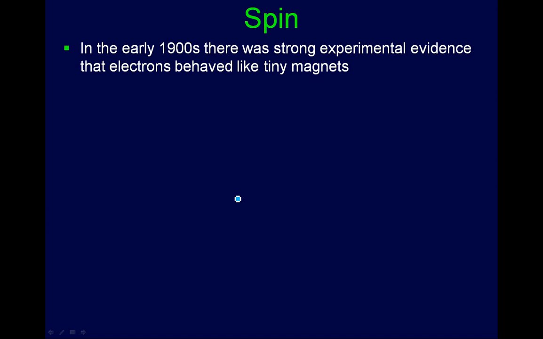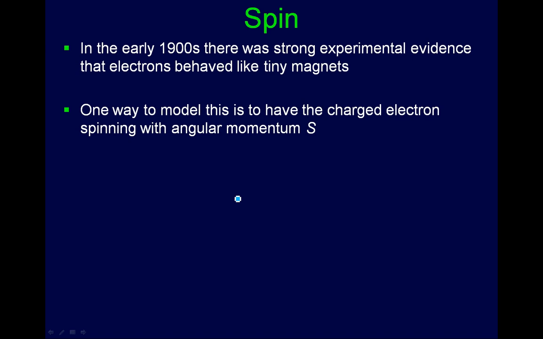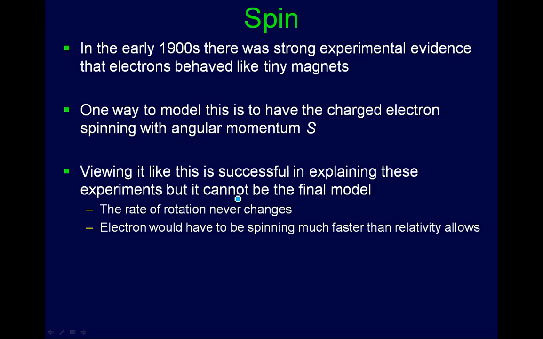time talking about those. In the early 1900s, there was strong experimental evidence that electrons behaved like tiny little magnets. And one way to model this is to have the charged electron spinning with angular momentum s, and this would make a little magnet. Now, viewing it like this is successful in explaining these experiments, but it can't be the final model. It's not really what's happening.